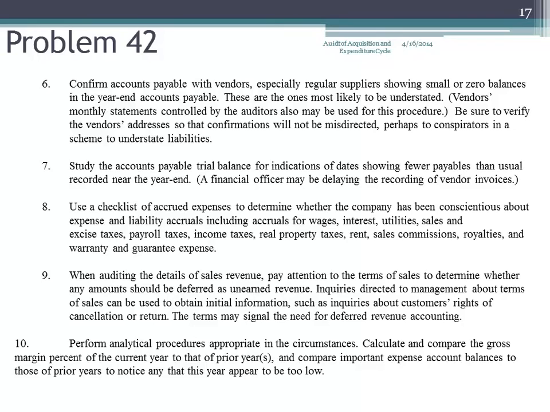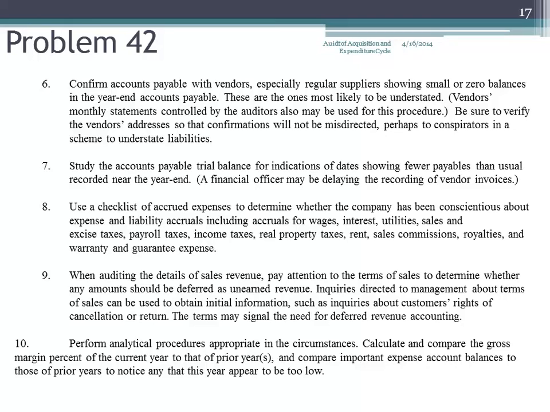Study the accounts payable trial balance for indication of dates showing fewer payables than usual recorded at year end. So here's where, because your concern is that they're delaying recording a liability, you're basically performing analytical procedures, right? You're comparing the activity in the current year to the prior year, right? Because the prior year sets an expectation. So assuming nothing unusual happened that would suggest that the payables or activity toward the year end would go down, then if you see a significant difference between the prior year and the current year, that's a red flag you want to look into. See if there's any indication that management might be trying to defer liabilities.